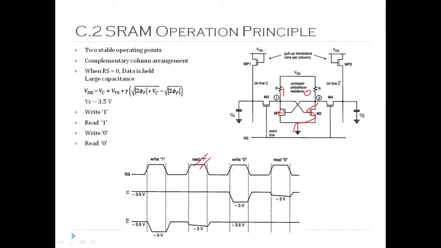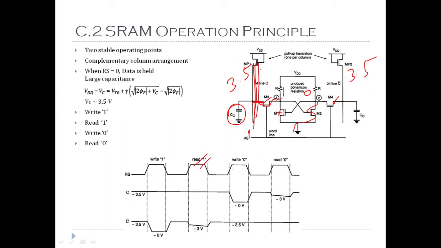Now for the read 1 operation, RS is equal to 1, that is, the row is activated. When the row is activated, transistors M3 and M4 are on. Of course, because of the equalization, the voltage of both these bit lines is 3.5 and 3.5. As soon as M3 is on, VDD is connected to 3.5, and it will try to charge this capacitor, the effective capacitance of this bit line.